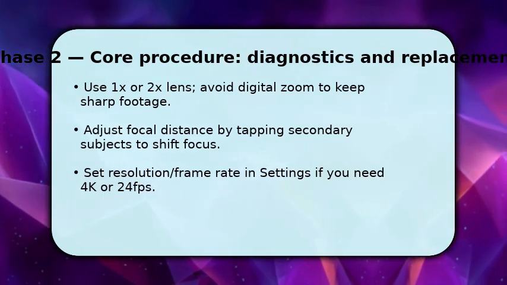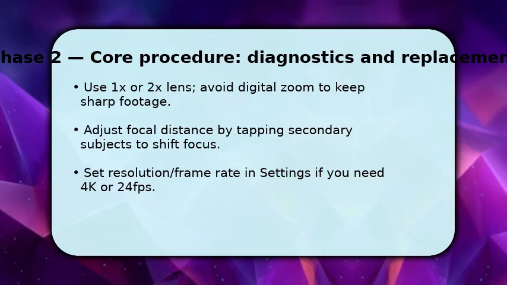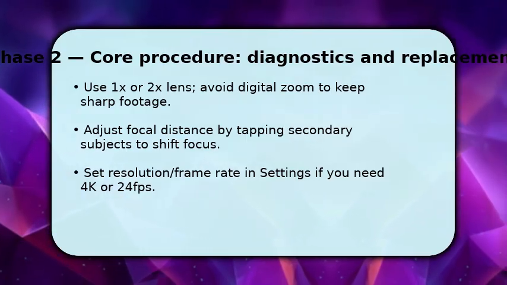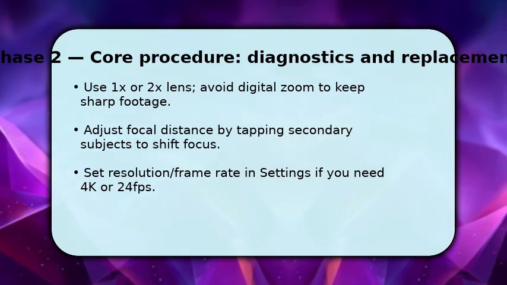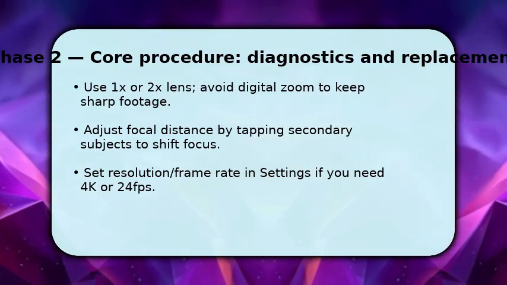Also, make sure to check camera formats for resolution and frame rate. Set 4K or 24 FPS if you want cinematic motion. These steps control image quality and the artistic look you're aiming for.